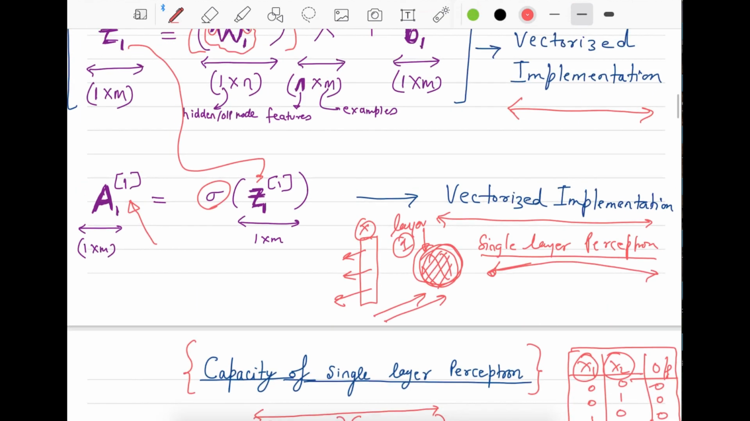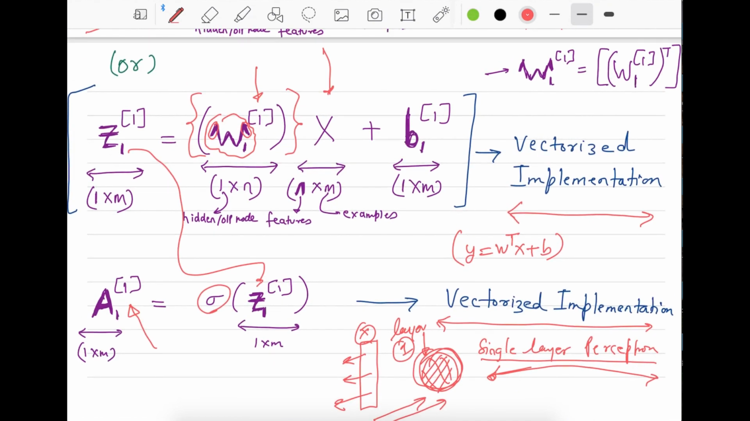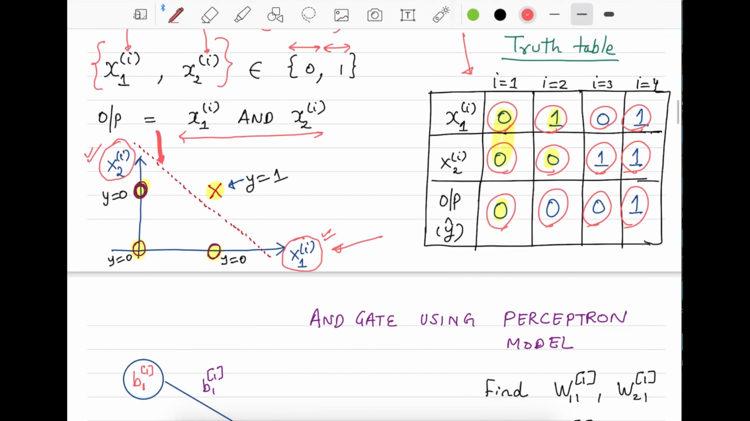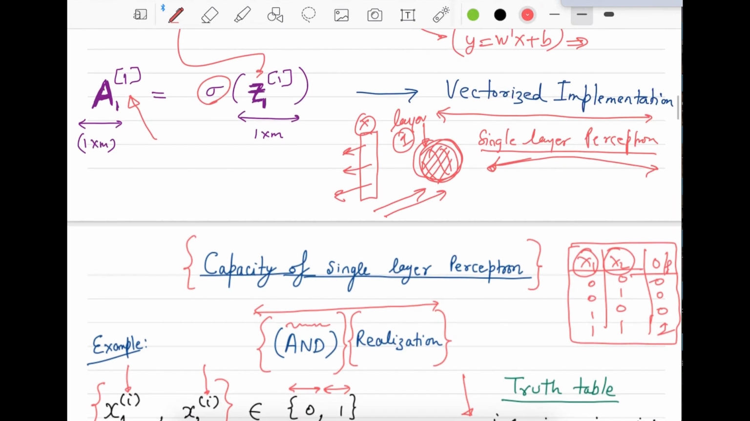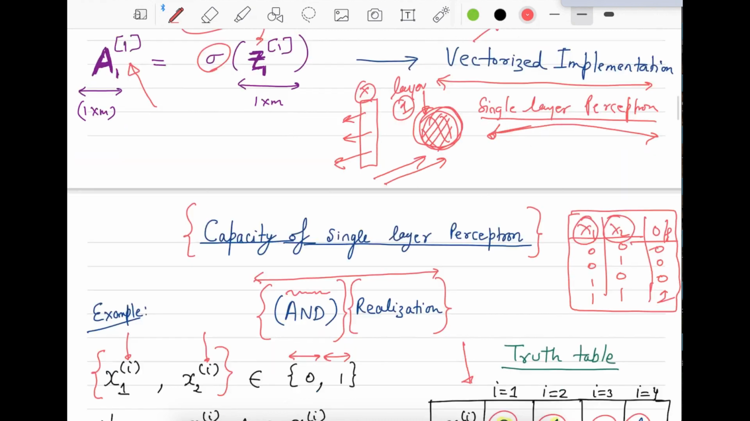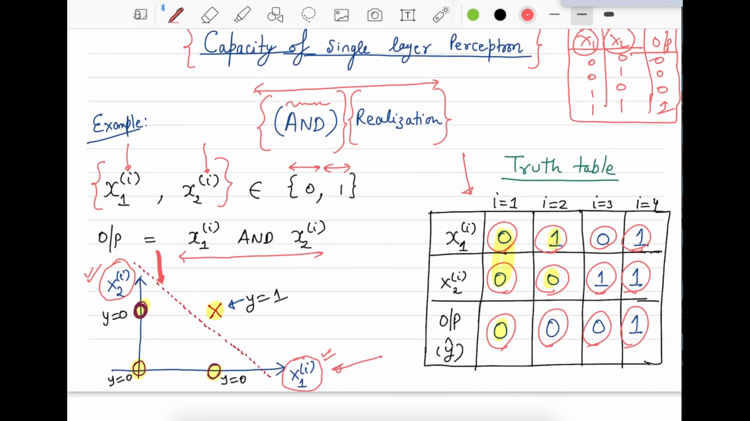The basic perceptron is represented as W transpose X plus B, which we have already discussed many times. This is the equation of a line. That's why you know that a single layer perceptron can at most represent a straight line, and nothing else. Because the patterns are like this, you can draw a straight line like this, which can classify these points.